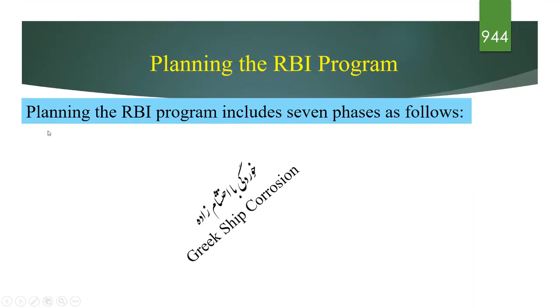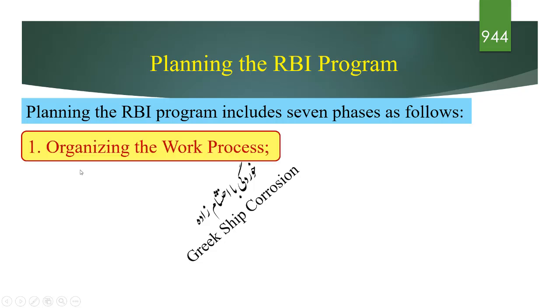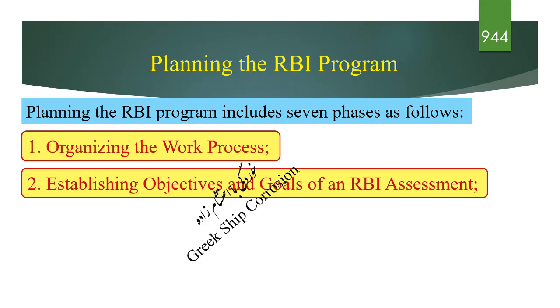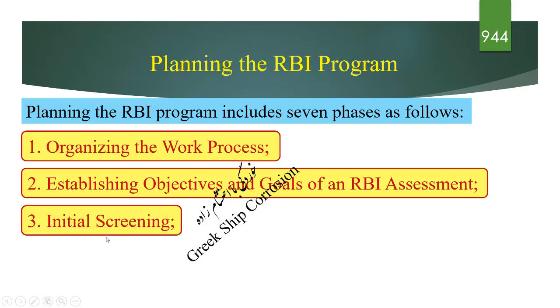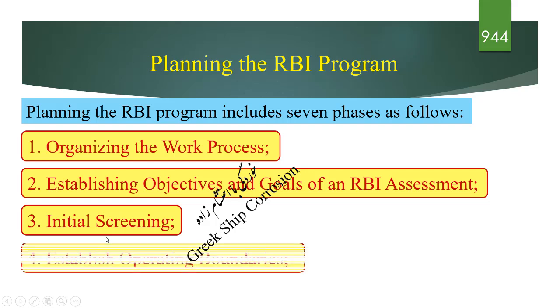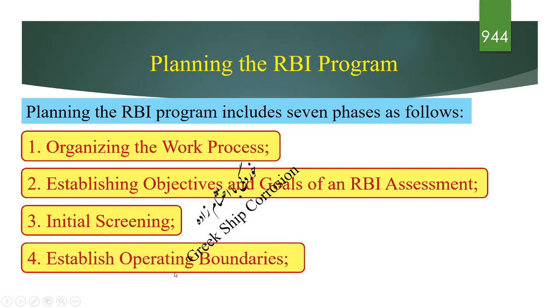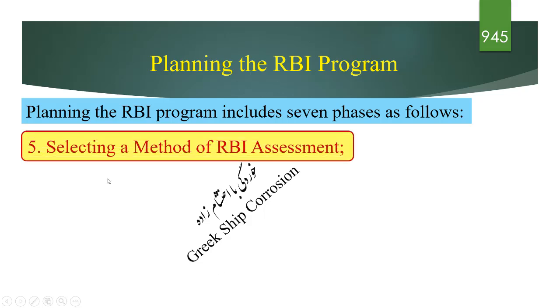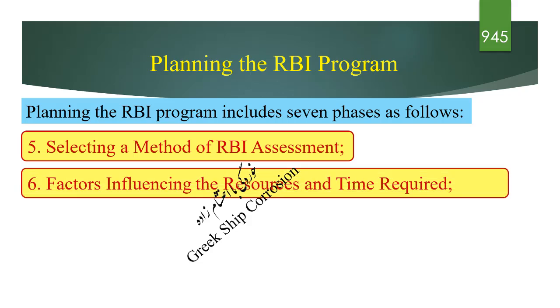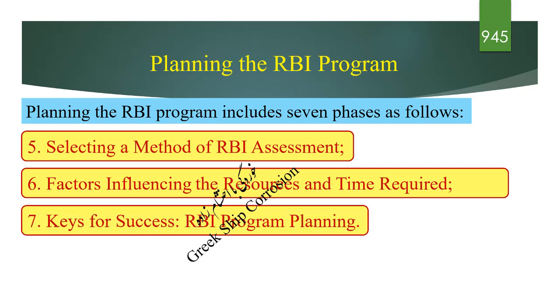Planning the RBI program. Planning the RBI program includes 7 phases as follows. 1. Organizing the work process. 2. Establishing objectives and goals of an RBI assessment. 3. Initial screening. 4. Establish operating boundaries. 5. Selecting a method of RBI assessment. 6. Factors influencing the resources and time required. 7. Keys for success, RBI program planning.